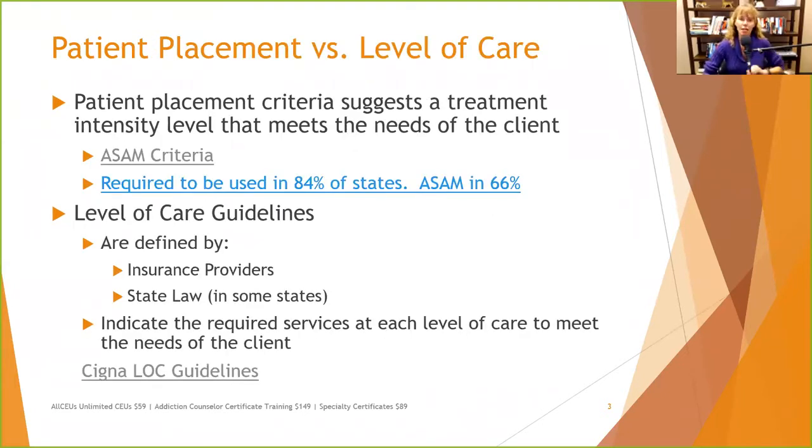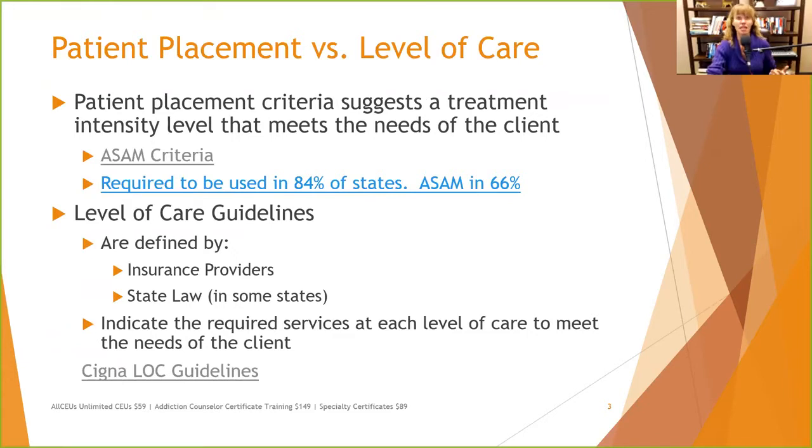So we'll start here. Patient placement criteria suggests a treatment intensity level that meets the needs of the client, and the ASAM and the LOCUS are both patient placement instruments. The LOCUS is a little bit more in-depth and kind of drawn out, takes a little longer to do. The ASAM is fast and dirty, if you will. The ASAM criteria is required in 66 states that receive state funding. That's not important for the test.